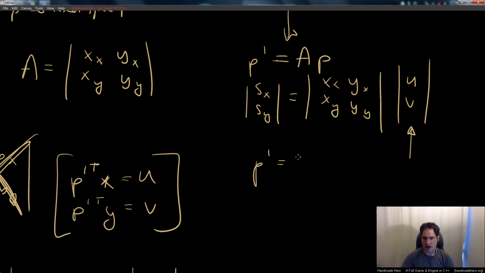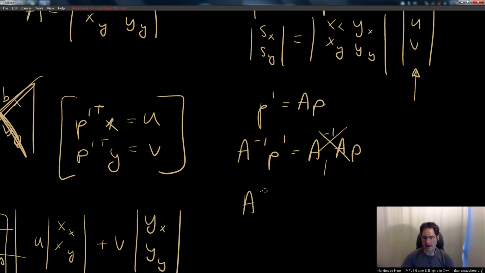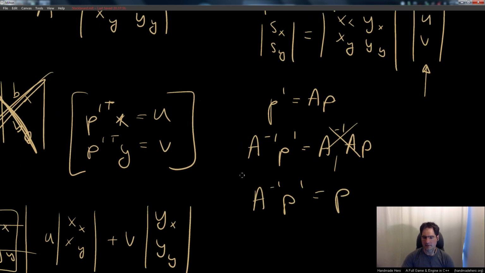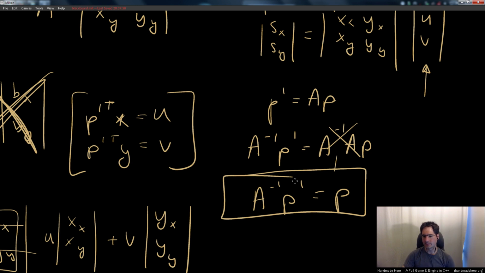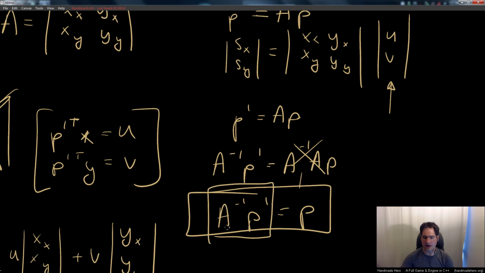If I have P prime equals AP, well, if I want to solve this equation, I need to multiply both sides on the left by A inverse: A inverse P prime equals A inverse AP, and any matrix times its inverse, obviously, is going to equal the identity matrix, right? So that goes away, and I get A inverse P prime equals P. Okay? And so since what I'm trying to solve for is the P, it means that the thing that I'm trying to compute is A inverse P prime. That's what I want, right?